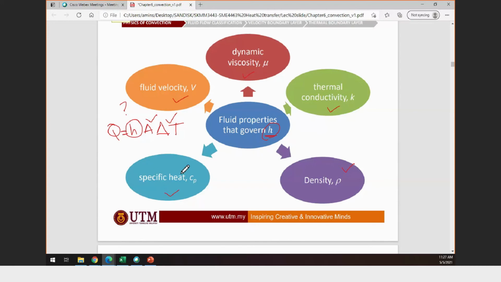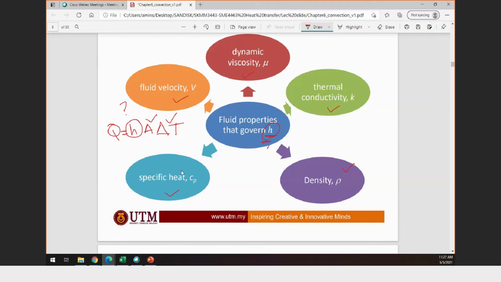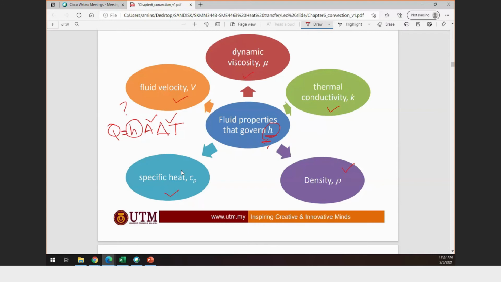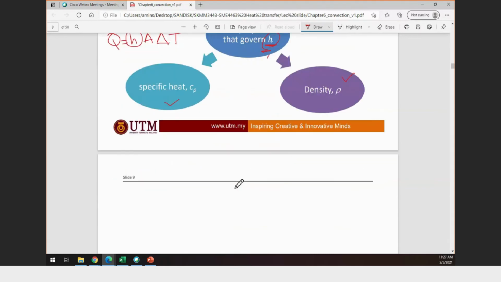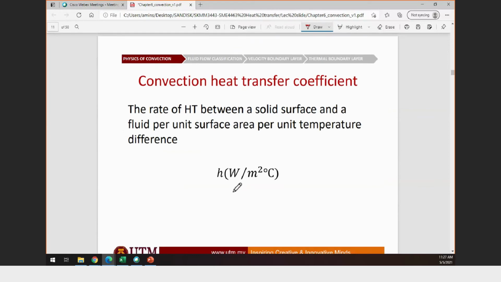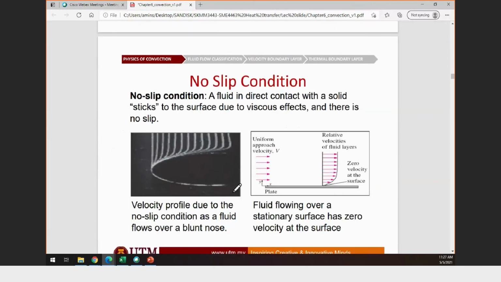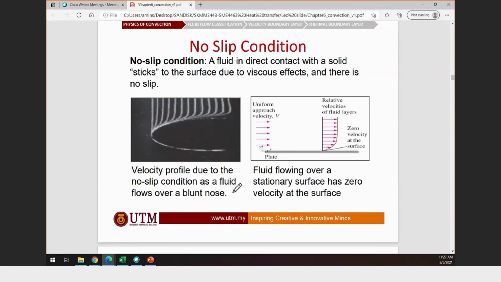But for convection, in order to find H, what is H? H is the heat transfer convection coefficient. So you need to know the properties of the fluid. This is another piece of information related to the parameters that control the convection. So like I said, you need to know what type of fluid flow it is.